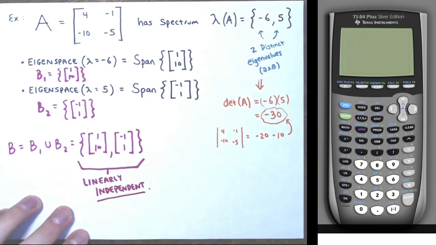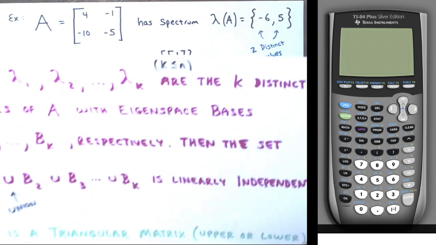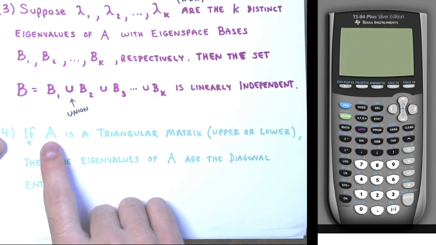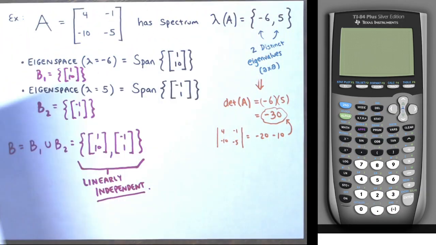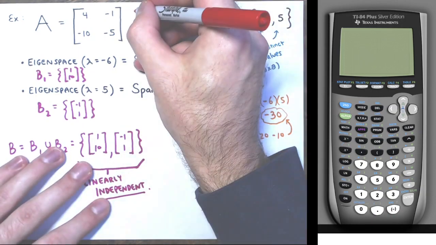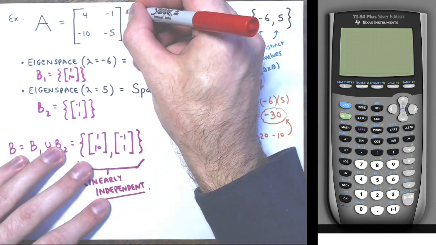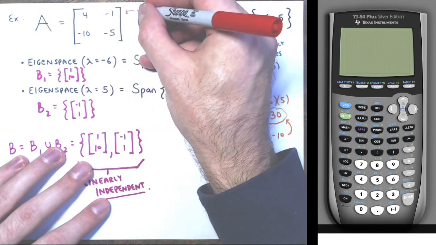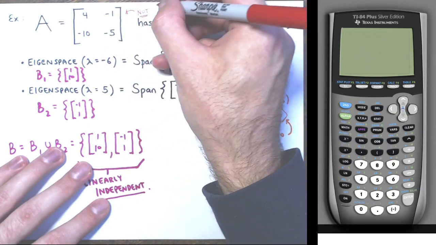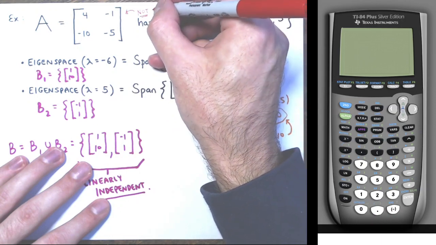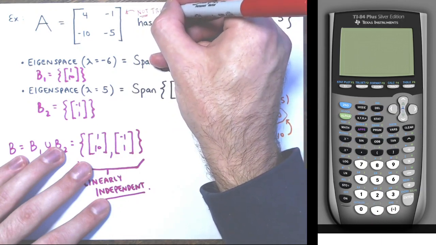Okay. Now statement 4, again, does not apply. Statement 4 only applies if A is a triangular matrix, upper or lower, or diagonal. So again, I'm noticing that this is not. My last example in the video is a triangular matrix, so we'll use it at least once. But this matrix is not triangular.